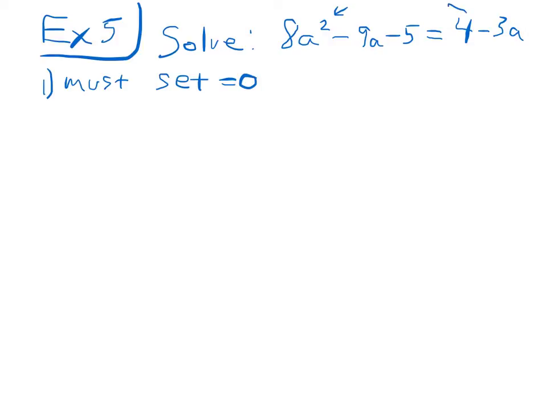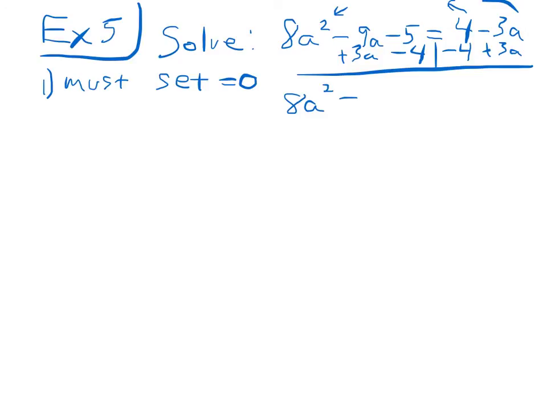Well, we got to get this positive 4 and this negative 3a to the other side. So let's move these to the left side. So I would subtract 4, and I'm putting those right underneath the 5 because those are like terms. And then I would add 3a, add 3a. Okay, so what's left? 8a squared minus 6a, and then minus 9. Okay, and that equals 0 because those all canceled, right? So that equals 0.